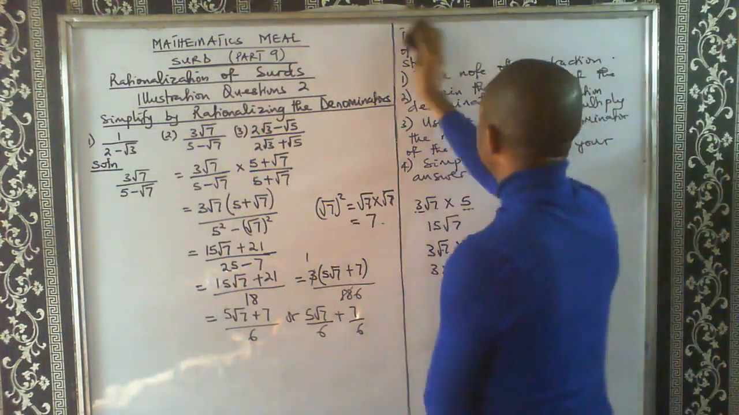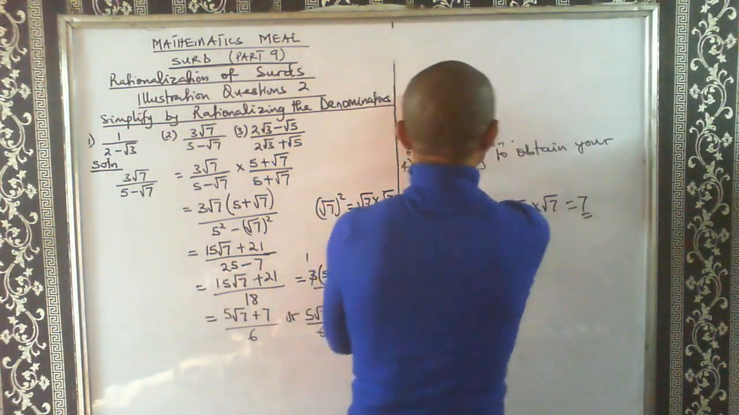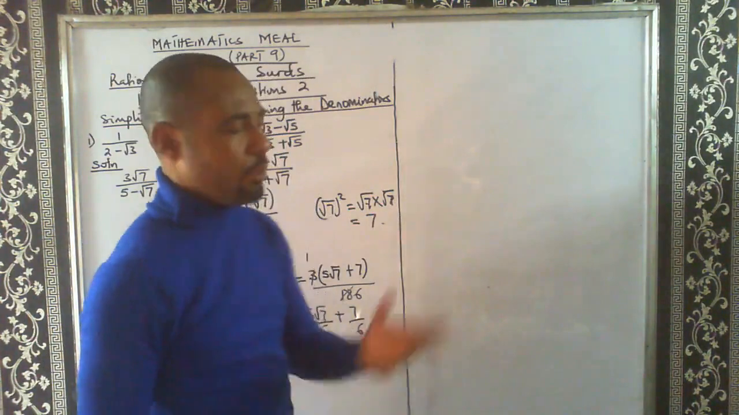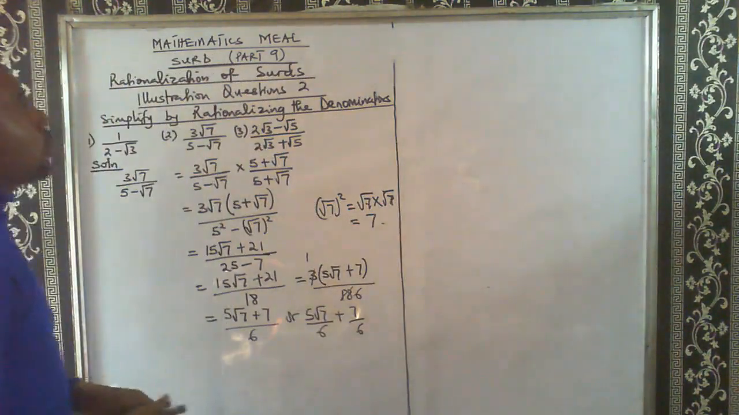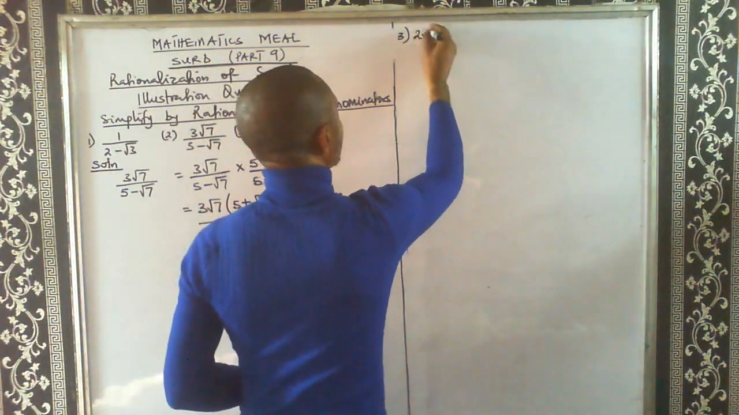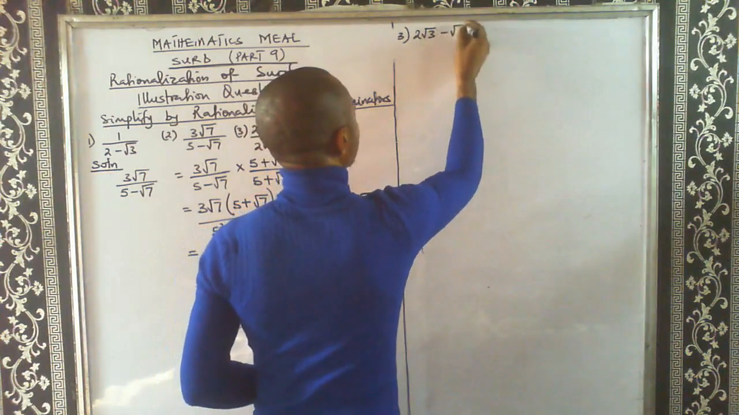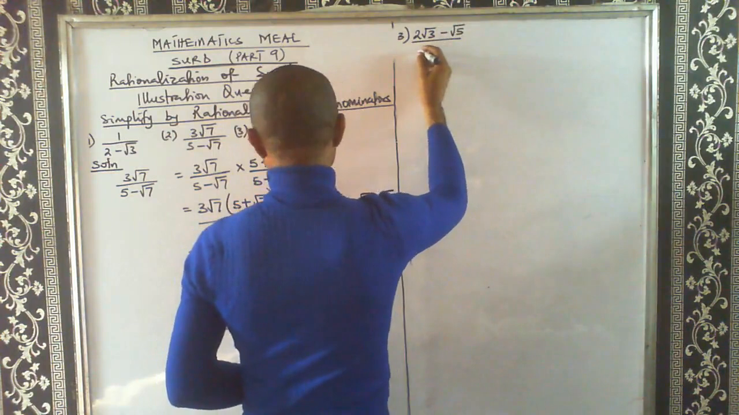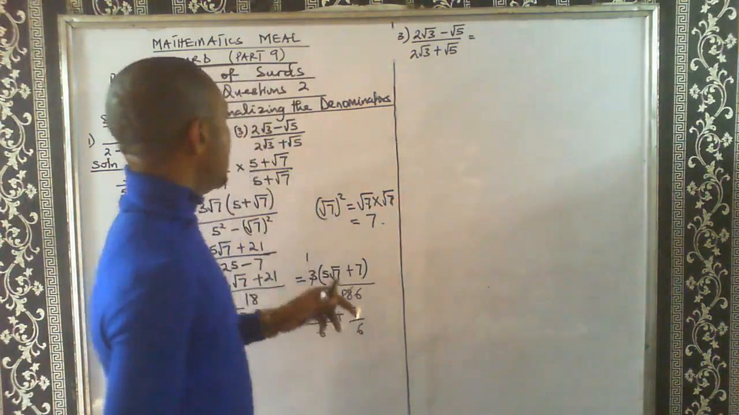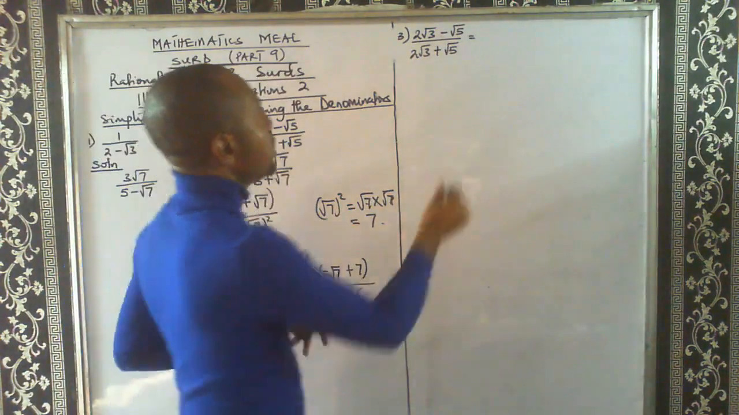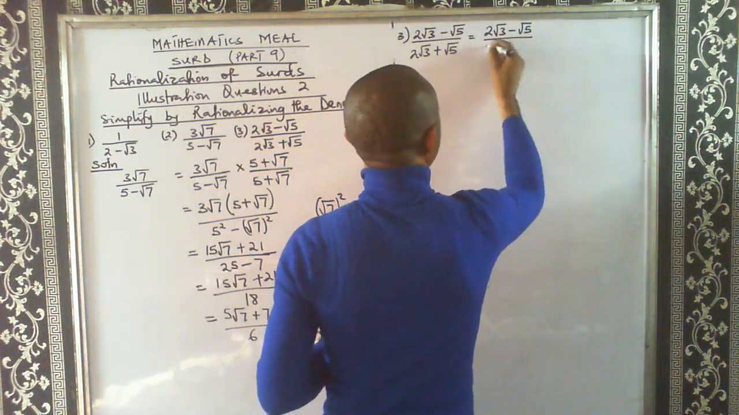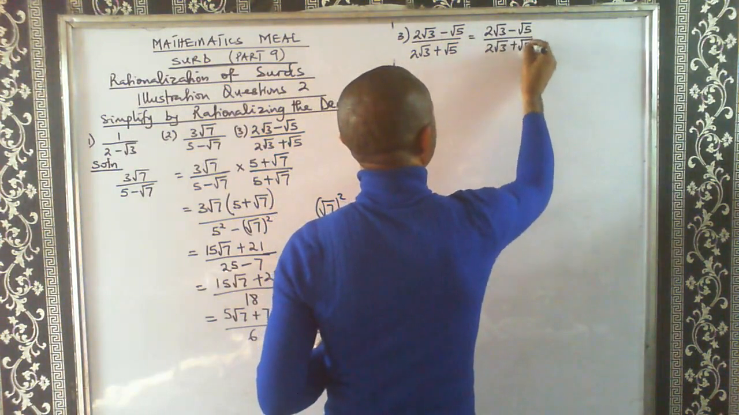So let's take the third question. I'm clearing the steps now because I believe that it has become part of you. So we have question number 3. We have 2 square root of 3 minus square root of 5 divided by 2 square root of 3 plus square root of 5. Now, we take note of the surd, which is 2 square root of 3 minus square root of 5 all upon 2 square root of 3 plus square root of 5.